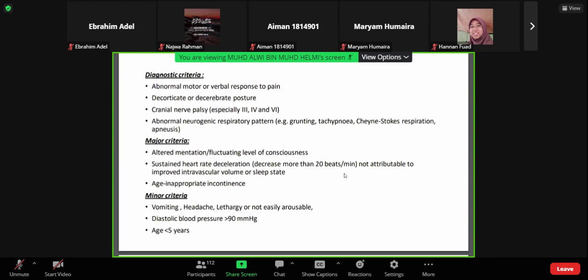Subsequently you get coning, and this leads to the Cushing triad. You've got bradycardia with hypertension. Minor criteria are vomiting, headache, lethargy, but this might be difficult to assess, especially in comatose DKA children.